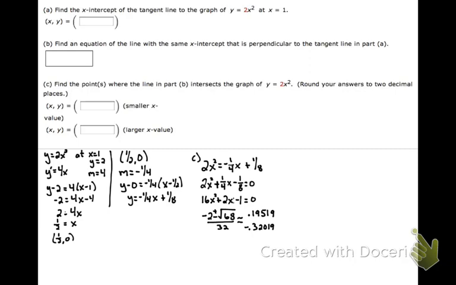And when I use the y value for both of those, I end up with 0.076 and 0.3050. We'll need to round to 2 decimal places. So the first point will be 0.20, comma 0.08, and the second would be negative 0.32, comma 0.31.